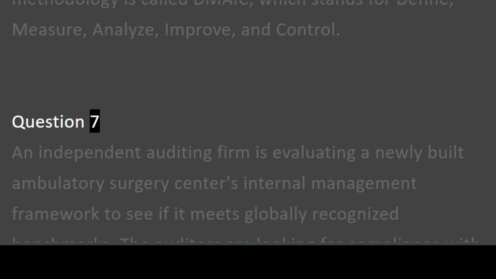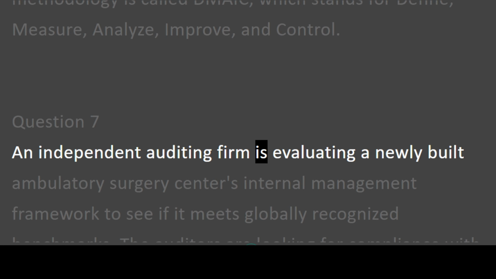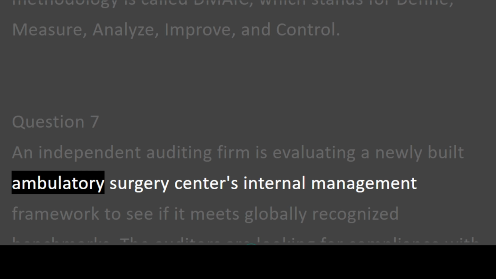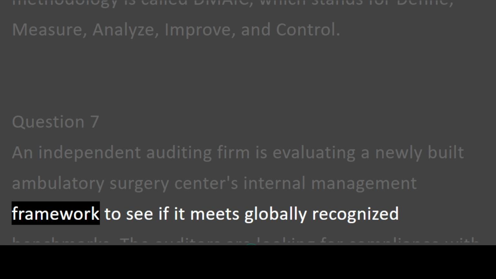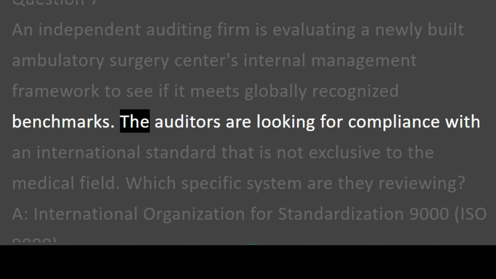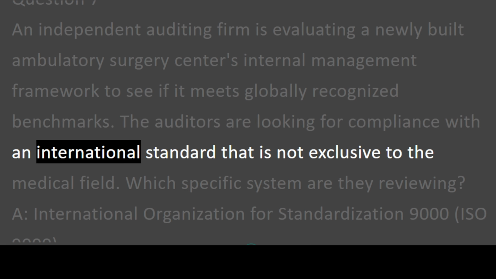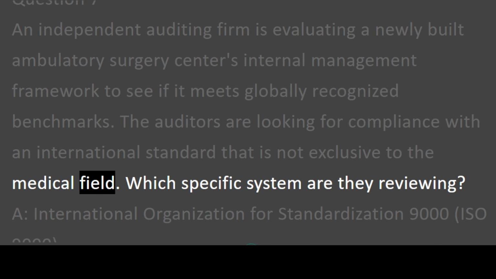Question 7. An independent auditing firm is evaluating a newly built ambulatory surgery center's internal management framework to see if it meets globally recognized benchmarks. The auditors are looking for compliance with an international standard that is not exclusive to the medical field. Which specific system are they reviewing?